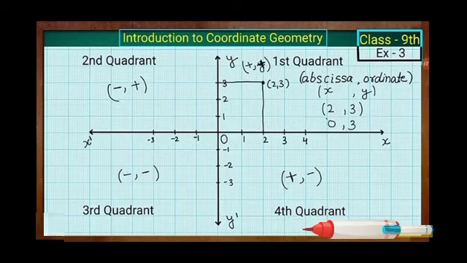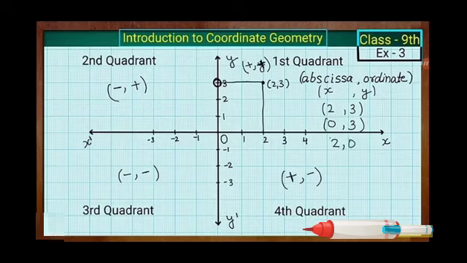Let's write one more example, 0 and 3. Let's plot them on the graph sheet. x is 0 and y is 3. We can also say that this point lies on the y-axis. This is the position of the coordinate 0, 3.